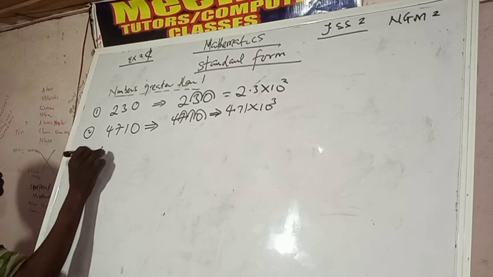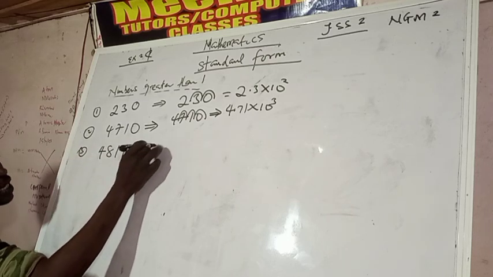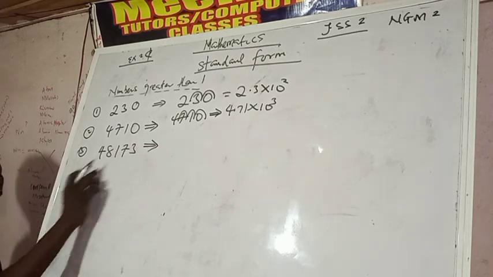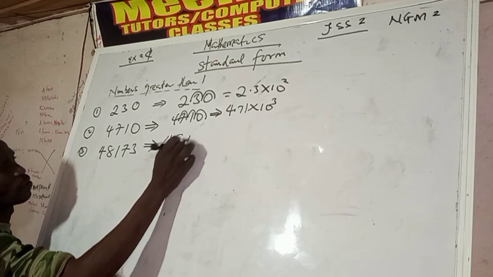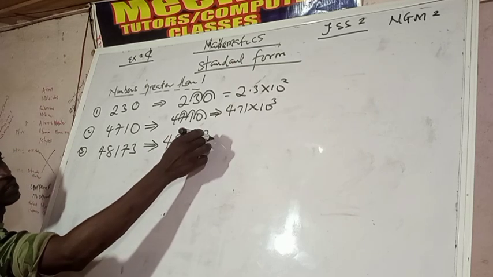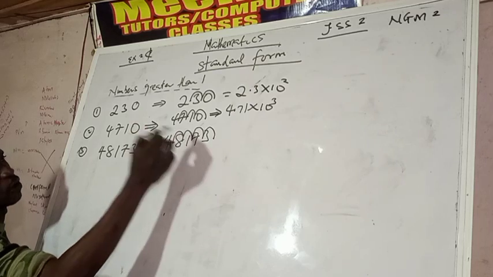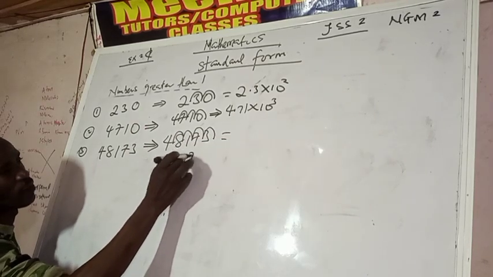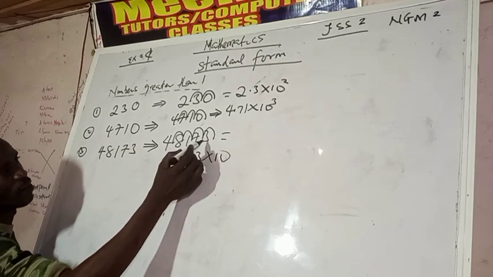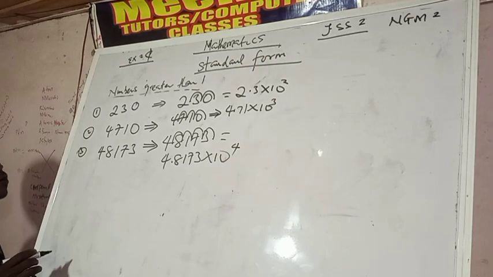Number 3, you have 48173 in standard form. There is no decimal here. I will assume, let's say 48173. I'll put my decimal here. Let's go, 1, 2, 3, 4. This one becomes what? 4.8173 times 10 raised to power 4.